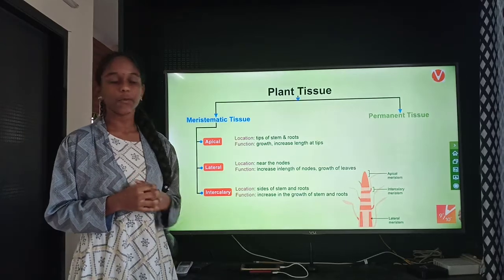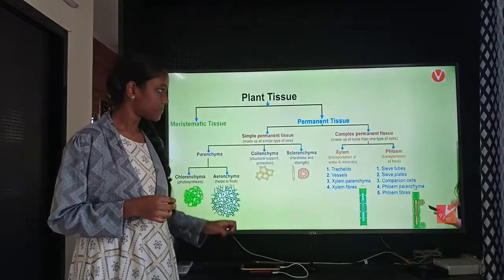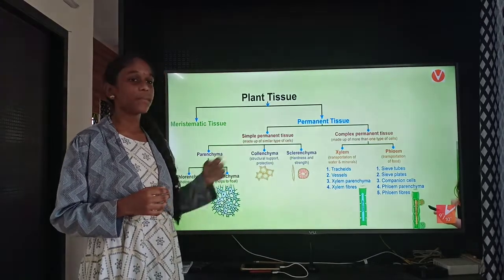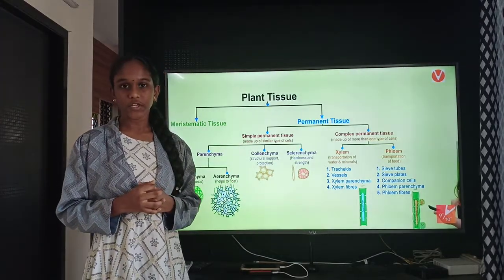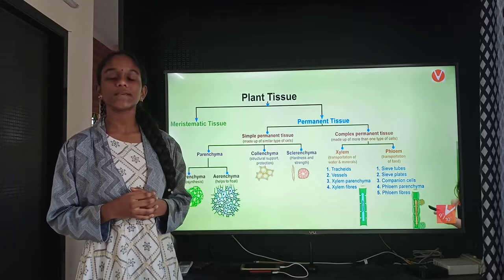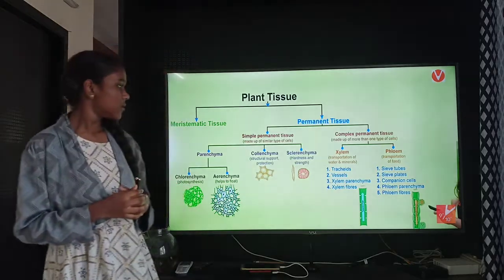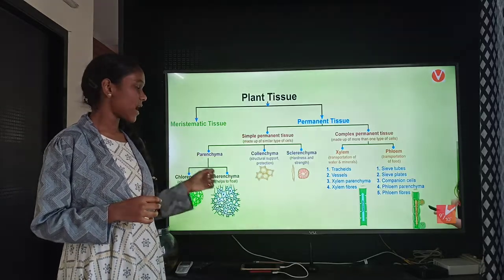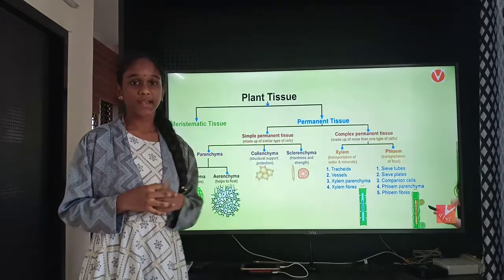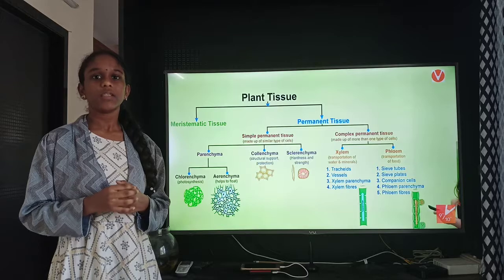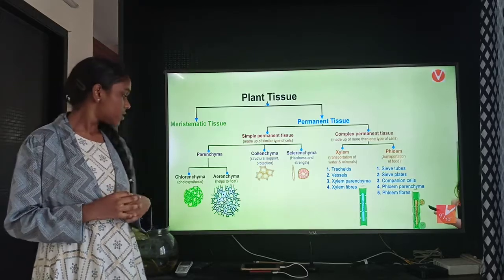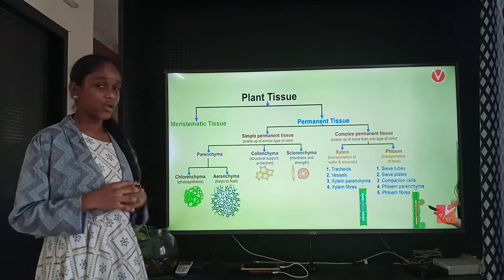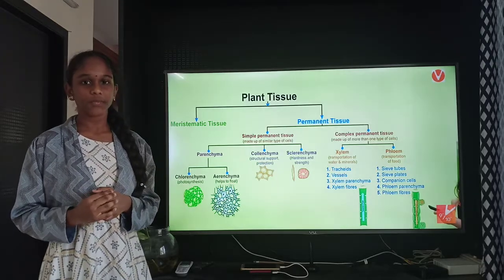Now let's talk about permanent tissues. Permanent tissues are of two kinds, simple permanent tissues and complex permanent tissues. First, let's talk about simple permanent tissues. Simple permanent tissues are of three kinds. They are parenchyma, collenchyma and sclerenchyma. First, let's talk about the first one, parenchyma. So parenchyma is of two kinds. This is chlorenchyma and aerenchyma.